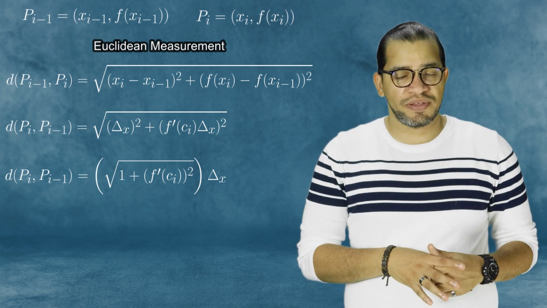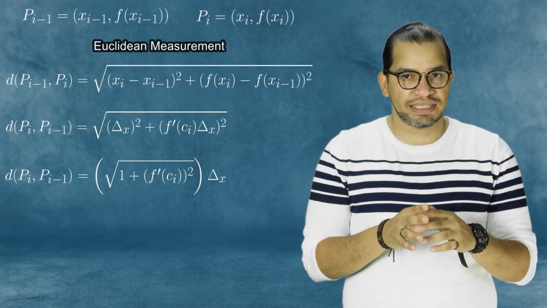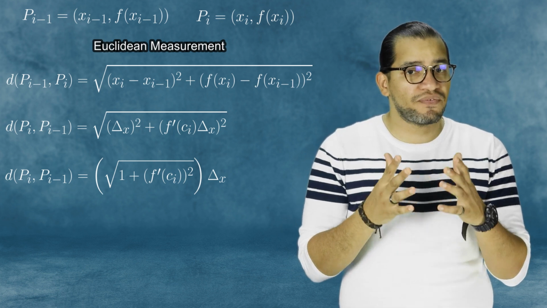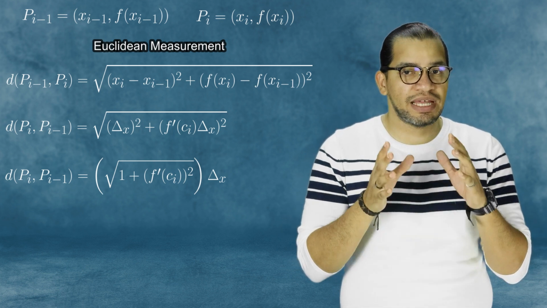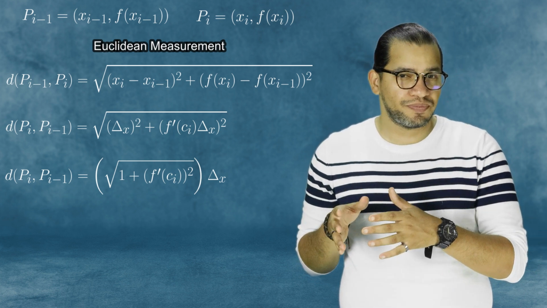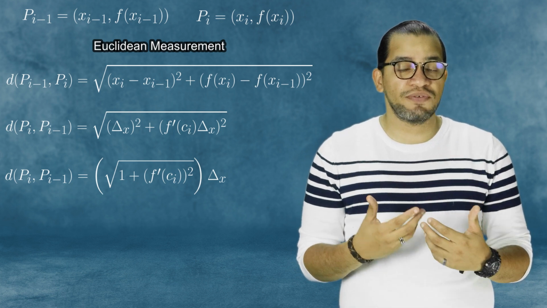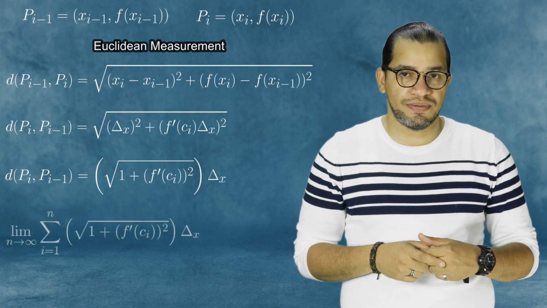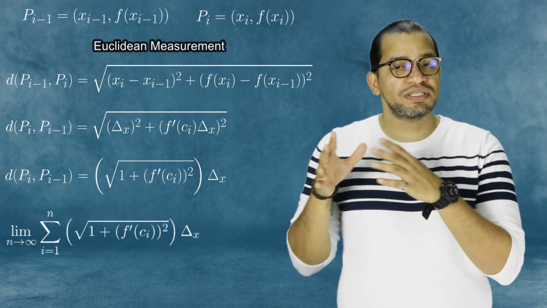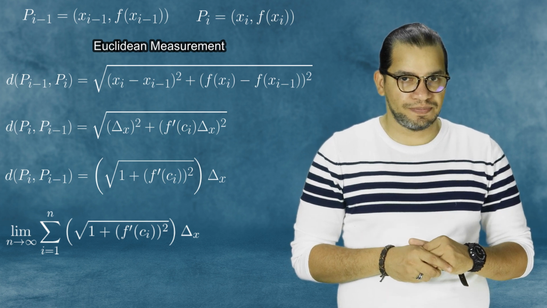And as we mentioned before, if we add all of the distances from one point to the other, we get a very good approximation of the length of the entire curve from A to B. But this approximation can be improved if we take the limit. And if we do so, when we take the limit of a sum, we are dealing with the integral definition.